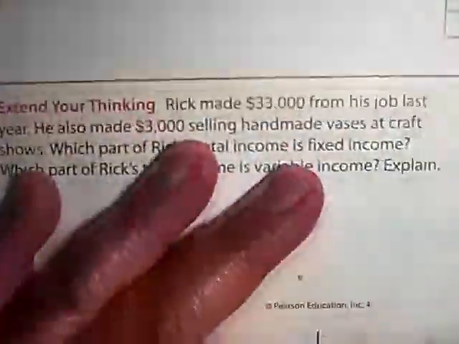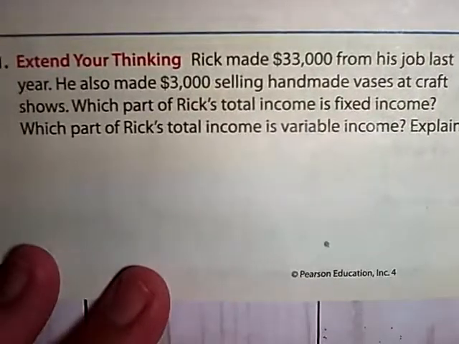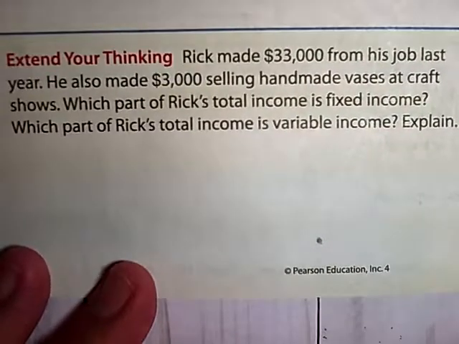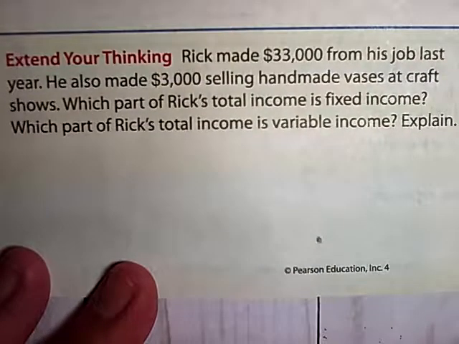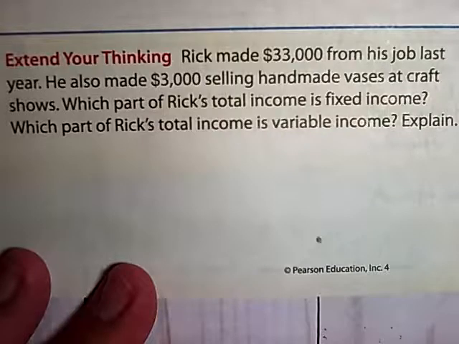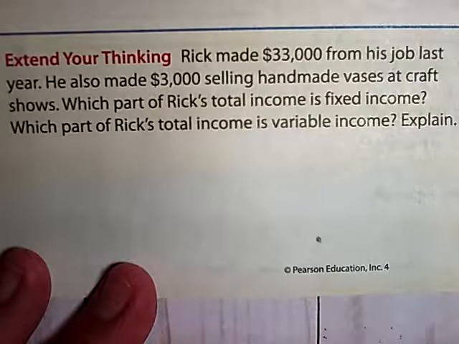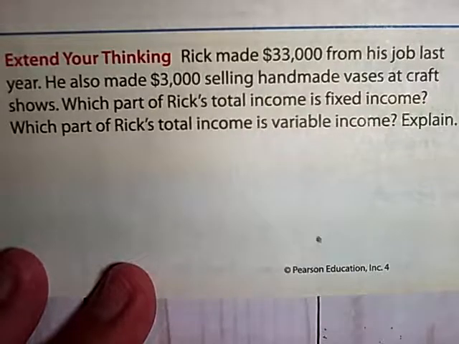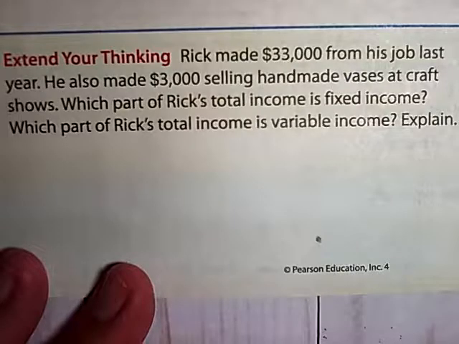And last but not least is the extend your thinking, which is a little bit complicated on this one because you actually have to justify your thinking. So the question says that Rick made $33,000 from his job last year. So that's what he gets paid as a salary employee. He also made $3,000 selling handmade vases at a craft shows. So that's something that he does on the side. He must be artistic and he wants to sell his art, so he does that on the side. Now, the question is which part of his income is fixed?